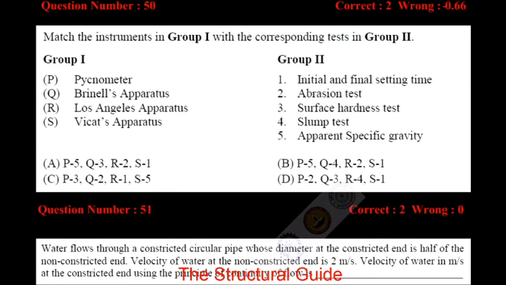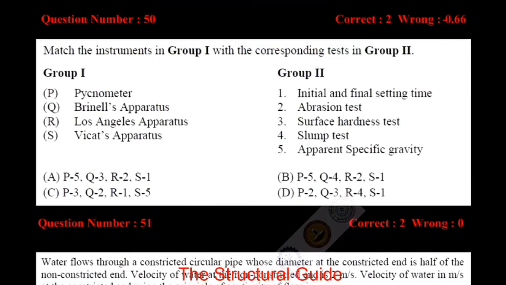Let's move to the last question from GATE 2017. The question is, match the instrument with the corresponding test in group 2. The pycnometer is used to calculate the specific gravity of sand and aggregate. So you can say the pycnometer is used to calculate the specific gravity of the coarse aggregate as well as the fine aggregate.